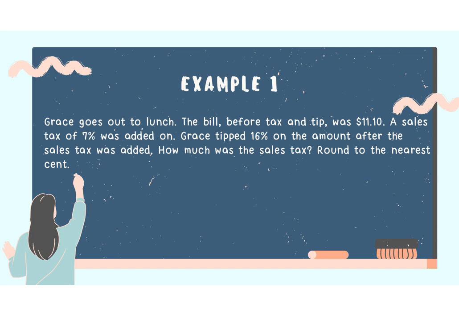So, some important information we should highlight. I've got a bill that was a total of $11.10 before tax and tip. I have a 7% tax and a 16% tip. However, the question is only asking about sales tax. So I am going to ignore the tip number right here. I'm just going to cross it off so I don't mess with it. Now, I only want to know the sales tax, not the new total after sales tax.